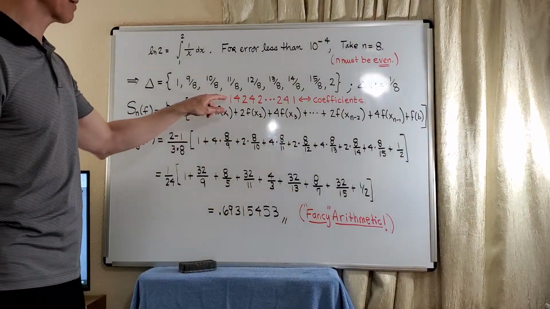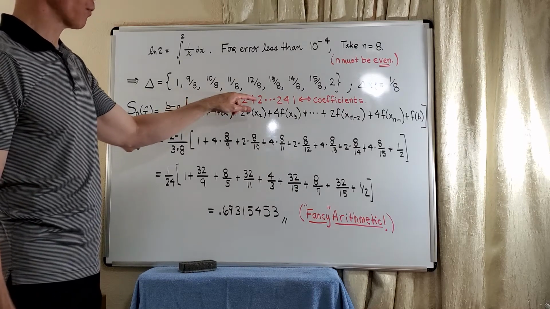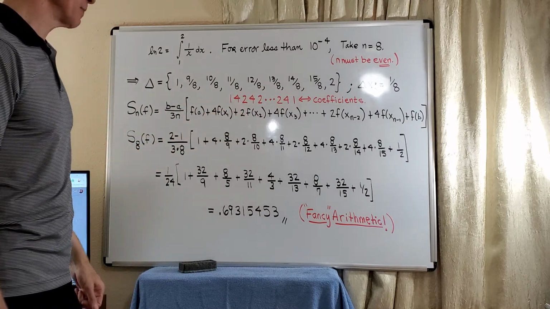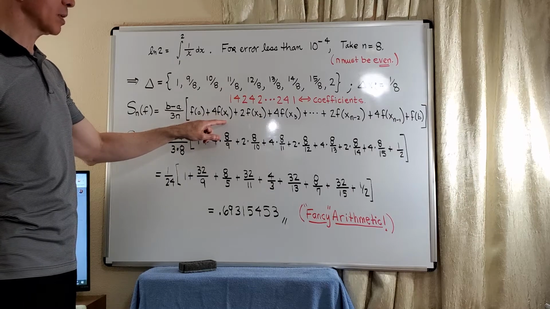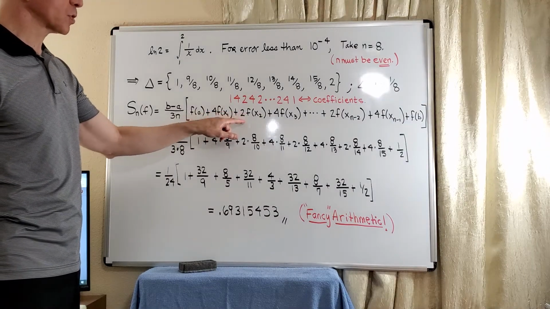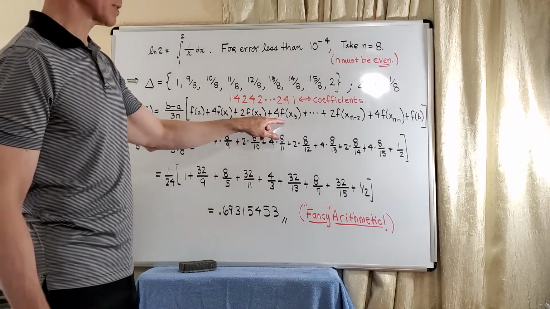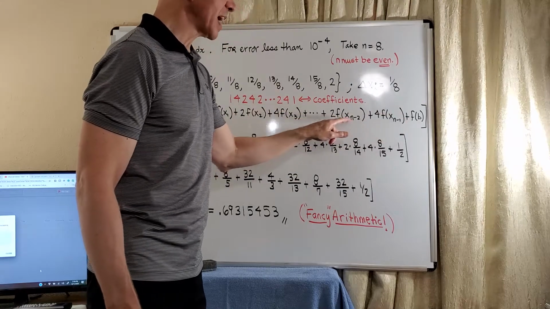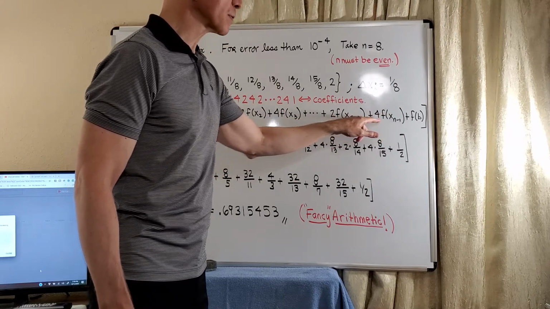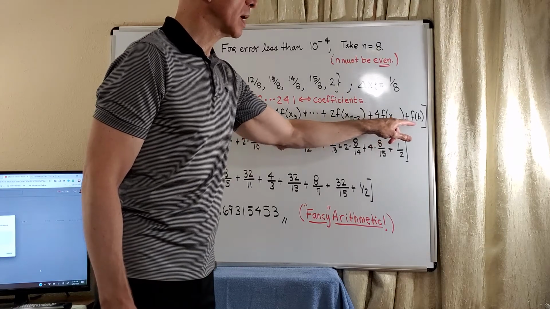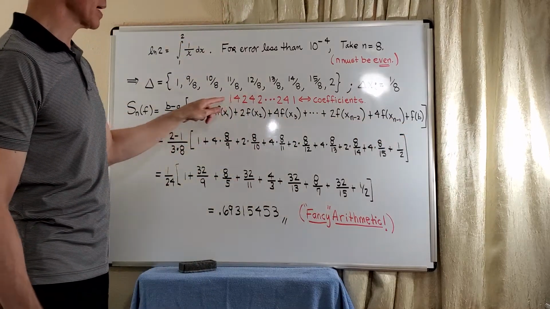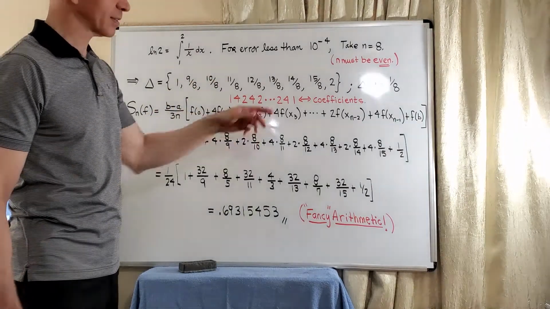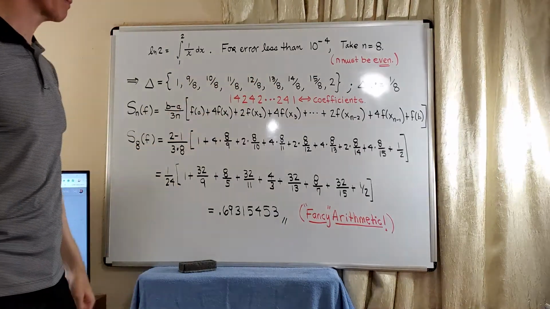The coefficients after the 1 alternate 4, 2, 4, 2, and then 2, 4, 1. That's why, again, we need the even number of subdivisions. So we have 4 times f of x1, the second element of the partition, plus 2 times f of x2, plus 4 times f of x3, etc. Again, the last 3 terms: 2 times f of x sub n minus 2, plus 4 times f of x sub n minus 1, plus f of b. So I wrote up here in red an easy way to remember the coefficients: 1, 4, 2, 4, 2, 4, 2, 4, 1. So that's an easy way to think about remembering this.